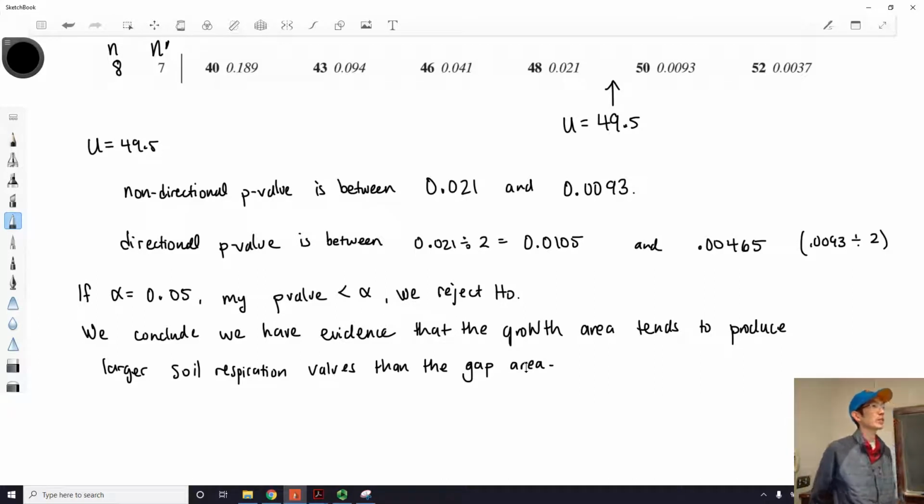Okay, that's the non-parametric test, and that's it for non-parametric statistics. Today we're covering a whole bunch of different sections in the book.